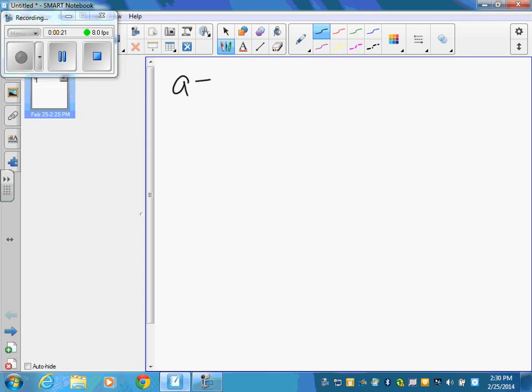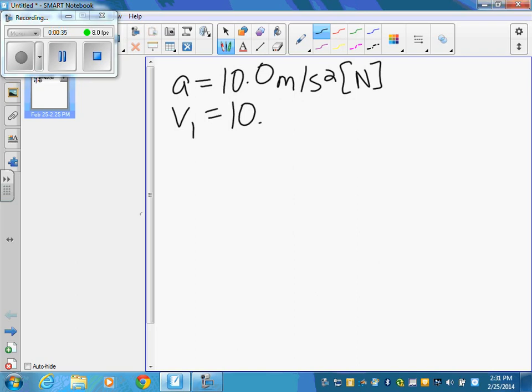Okay, so we know acceleration, and that's 10.0 meters per second squared. We also need to write north because we're doing acceleration and we have a direction. V1, I know V1, good. It's also 10 meters per second, and it's also going north. What else do I know? Time.